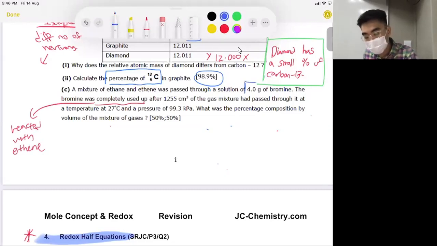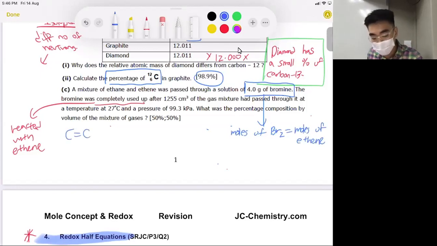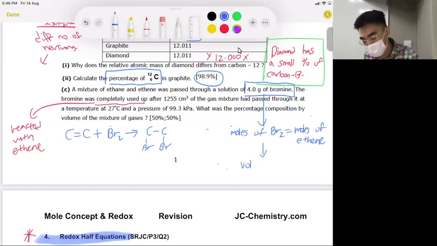So if you are looking at the 4 grams, you probably can calculate the moles of the bromine, which is actually equal to the moles of the ethene, because they react in a 1:1 ratio. Please know this simple fact. So if you know the moles of ethene, then you should proceed on to find the volume of ethene.